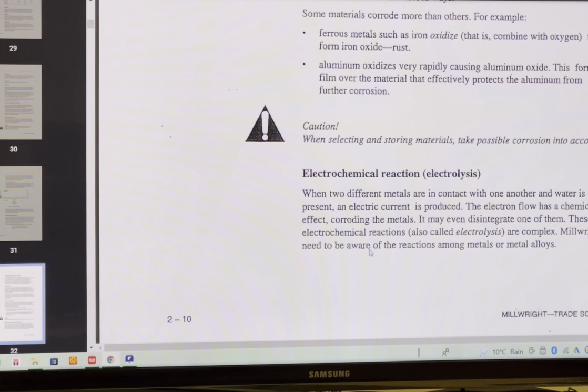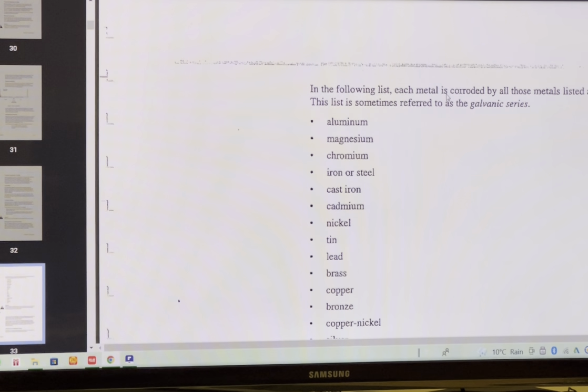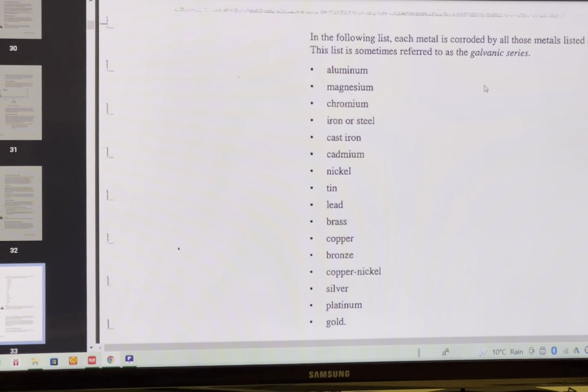Millwrights need to be aware of the reaction among metals or metal alloys. Very important, mark here. You can write down: millwrights need to be aware of the reaction among metals or metal alloys. In the following list, each metal is corroded by the other metals listed after it. This question appears almost every time you write examinations, a certificate examination. This list is sometimes referred to as the Galvanic series.